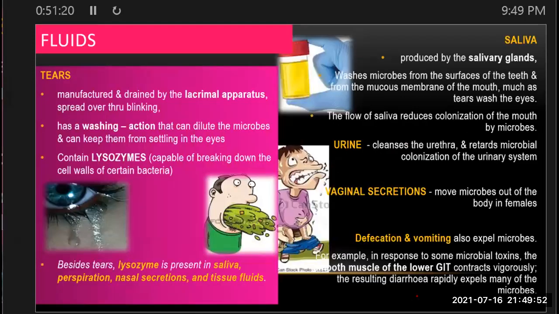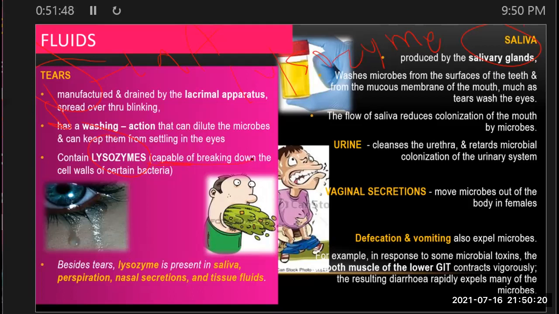Next, tears and saliva. Again, to summarize, we've got IgA and the lysozymes. Tears have a washing action that can dilute the microbes and keep them from settling in the eyes, and contain lysozymes. Lysozymes, again, are capable of breaking down the cell walls of certain bacteria.